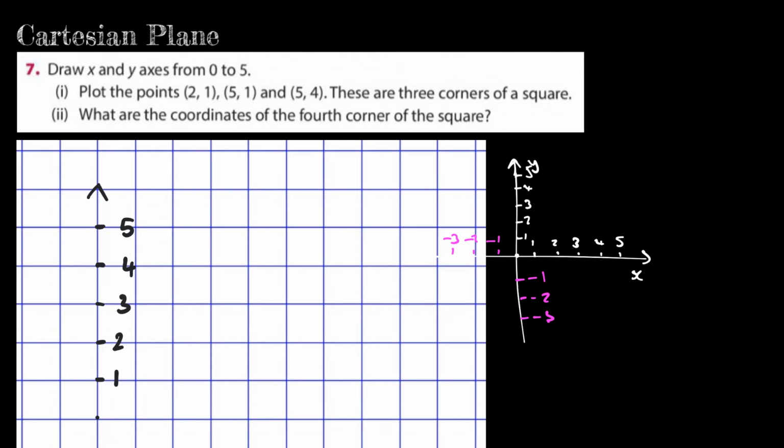And I need to go out for our 5 positive. So 1, 2, 3, 4, and 5. And I'm going to extend that out like that. Now all I need to do is to get my ruler and to draw in the lines. So draw in the lines going from here down to here, and from here across to here. And then I've it drawn, so then I'm ready to go, right? So now you have it drawn.